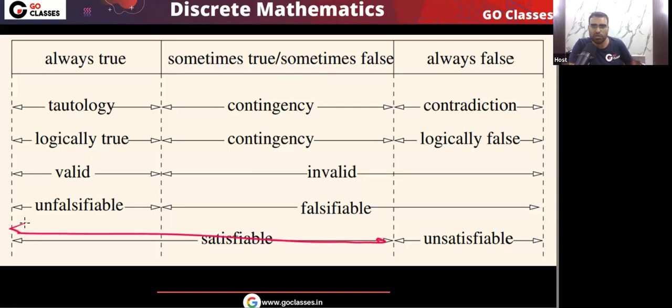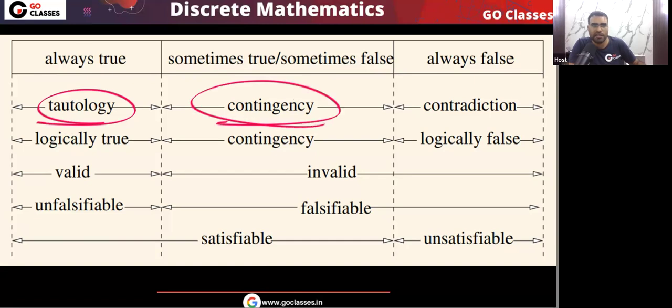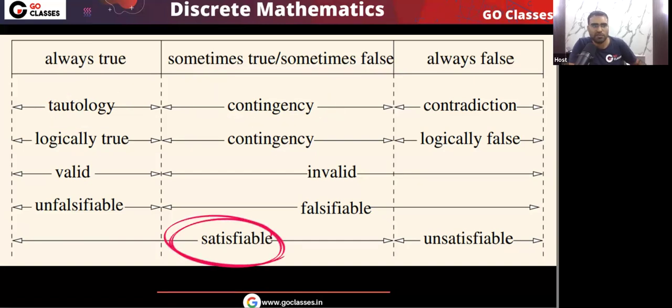Satisfiable is from here to here. Satisfiable means either tautology or contingency. That is satisfiable. Yes or no? What is invalid? Invalid means not tautology. Valid means tautology. So invalid means contradiction or contingency.